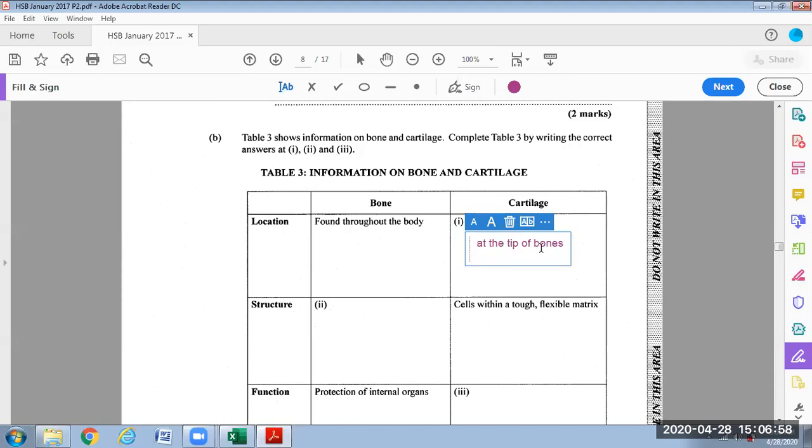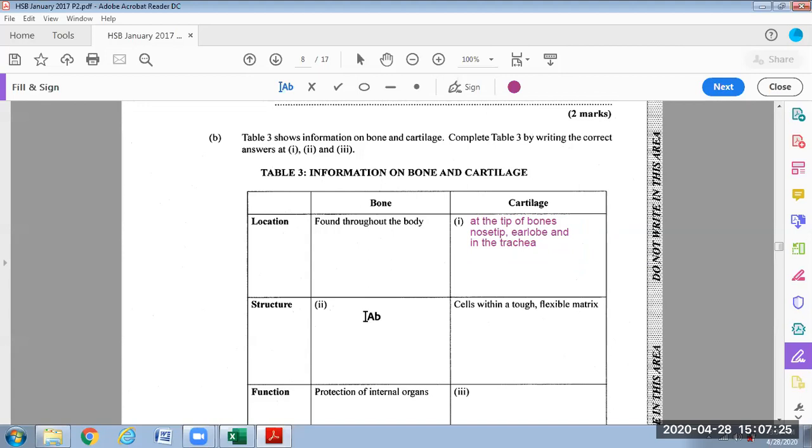You can even say nose tip, ear lobe, and in the trachea. The trachea has rings of cartilage. I just added some other answers as well, you didn't have to write all. In between bone is also one, yeah.